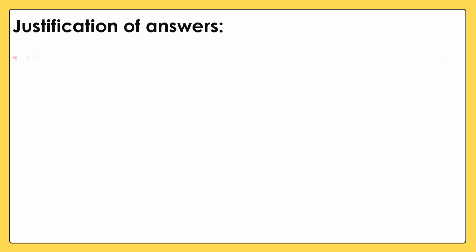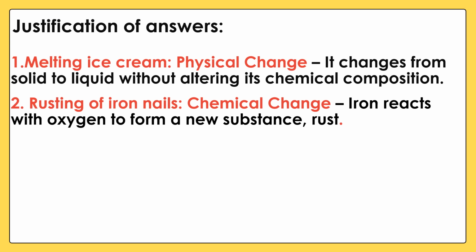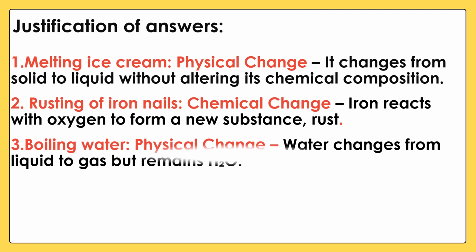Justification of answers. Number 1. Melting ice cream is physical change. It changes from solid to liquid without altering its chemical composition. Number 2. Rusting of iron nails is chemical change. Iron reacts with oxygen to form a new substance which is called rust. Number 3. Boiling water is physical change. Water changes from liquid to gas but remains H2O or water.